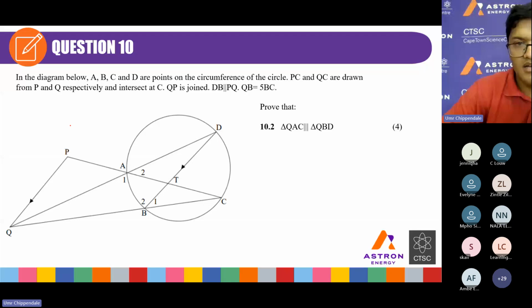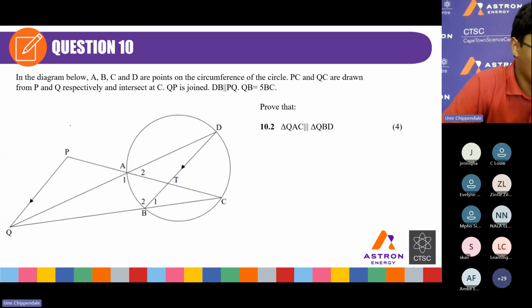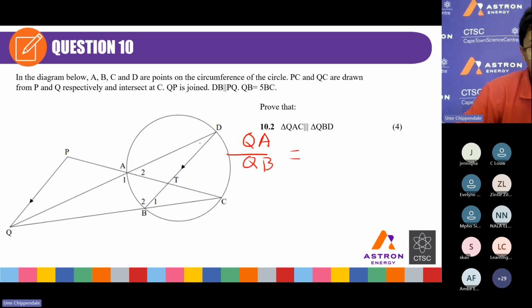10.2. Triangle QAC is similar to triangle QBD. This is going to be the last question of the exam. So when it comes to this particular section and you see the similarities, all you're going to have to do is use the proportionality theorem. Which parts do we know? We're going to link all of this together and see which ones we can use. We have QA over QB is going to be equal to our QC over QD, proportionality theorem. We have it with our AC over BD as well.